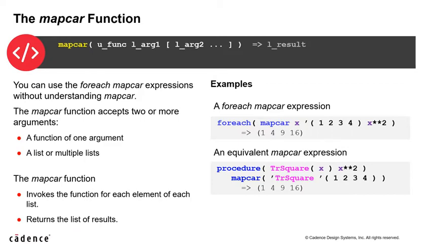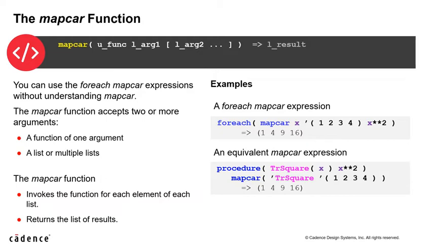So here's an example of our foreach mapcar first. Foreach mapcar x in the list 1, 2, 3, 4, go ahead and square it. So we'll get back the squared result of that list, which would be 1, 4, 9, and 16.